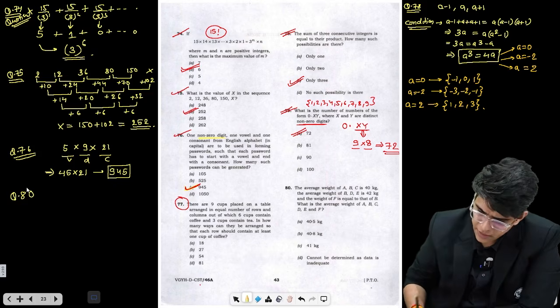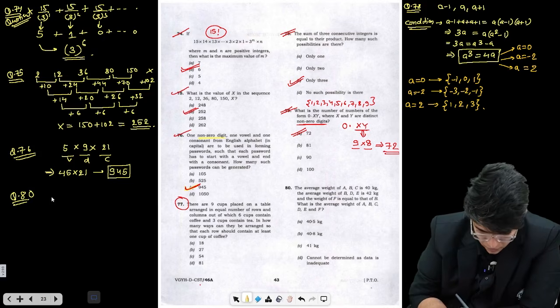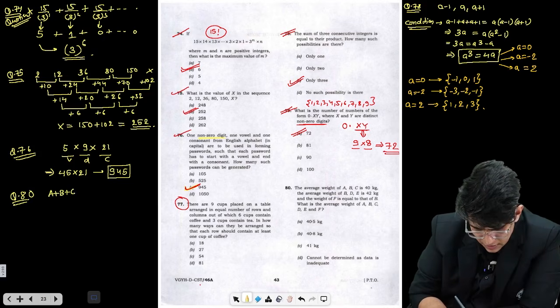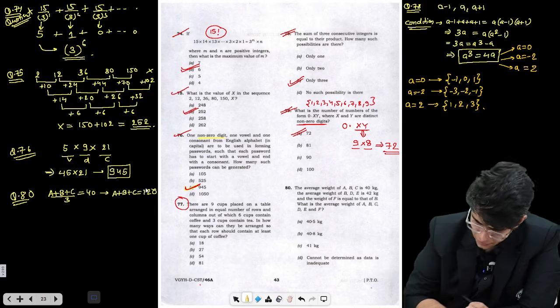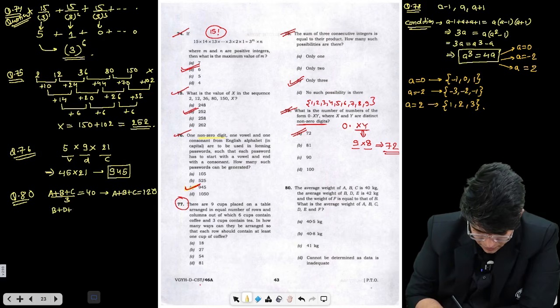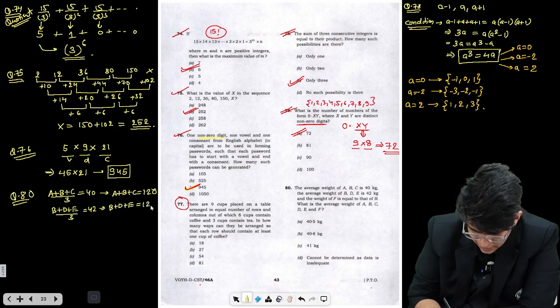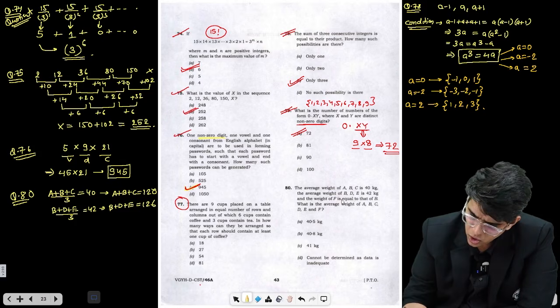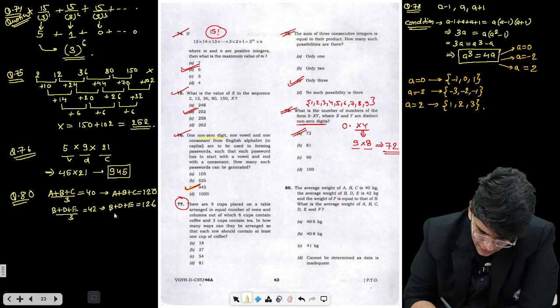The average weight of A, B, C is 40, that means (a plus b plus c) by 3 equals 40. So a plus b plus c equals 120. Now the average of B, D, E is equal to 42. That means b plus d plus e equals 126. Also f is equal to b. So I can write this equation as d plus e plus f equals 126.